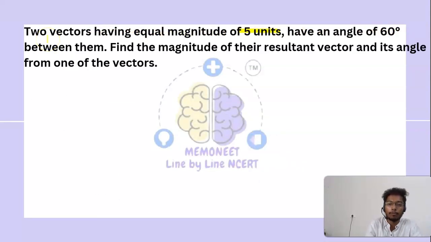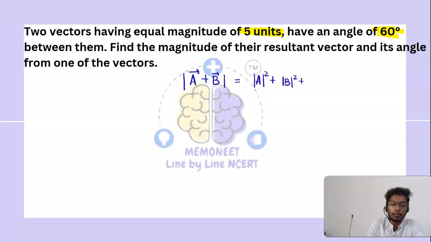Two vectors having equal magnitude of 5 units have an angle of 60 degrees between them. Find the magnitude of the resultant vector and its angle from one of the vectors. Before I look into the question, I want to remind you that the magnitude of the sum of two vectors, a vector plus b vector, is equal to the square root of a magnitude square plus b magnitude square plus 2ab cos theta.